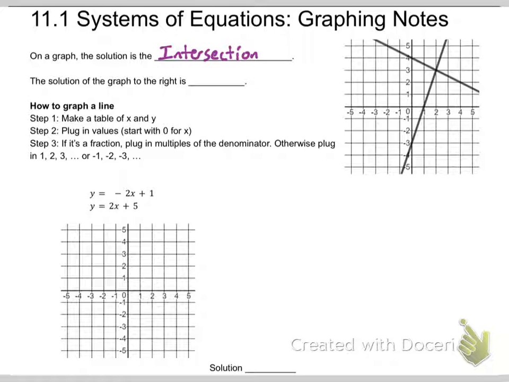So, for example, on the right here, what is the solution of this graph? Well, the intersection is (2, 3), so that point right there, (2, 3), is the solution. So all we have to do is graph the two lines and name the point where they cross, and we have our solution. Well, great. We just have to remember how to graph our lines, and that's what we're going to practice right here.